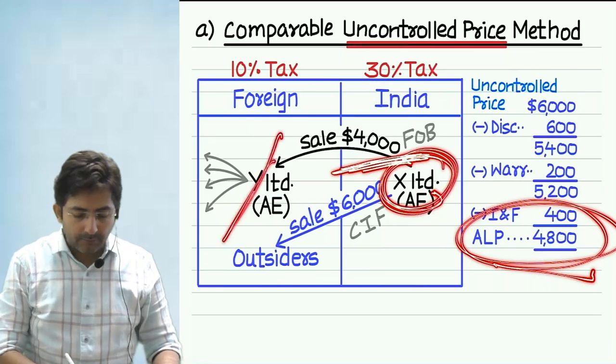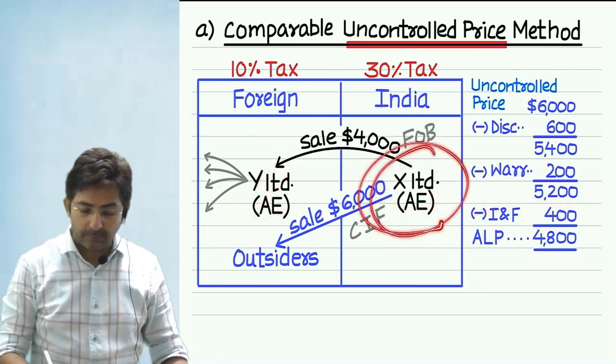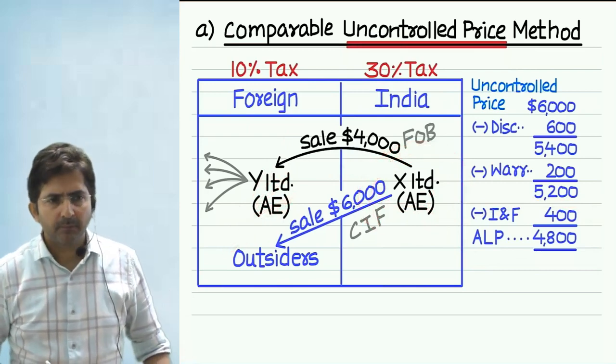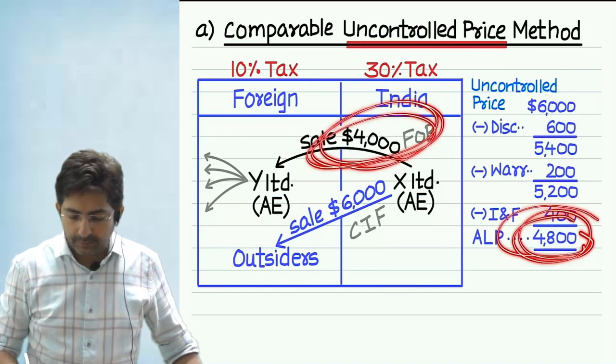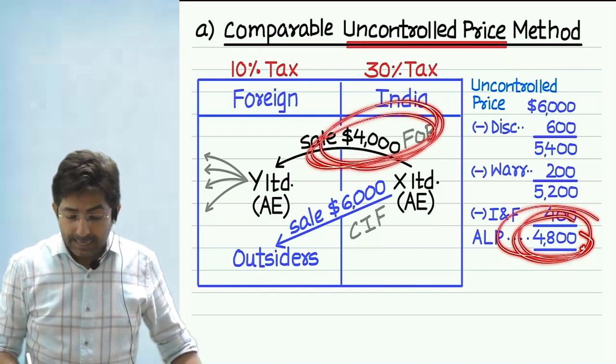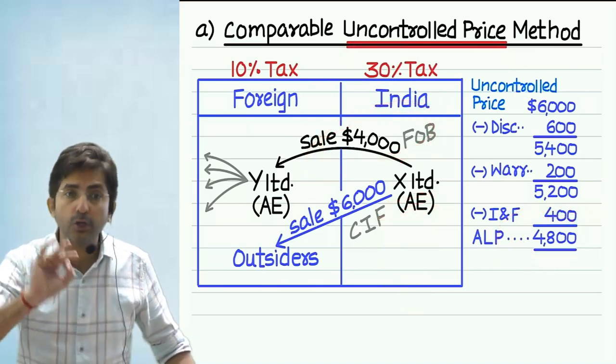See, we are not dealing with Y. In this whole chapter, we have to deal with X Limited. Y is a foreign entity. So what should you write? The difference of $800 shall be added to the income of X Limited. This way you have to write a conclusion also.